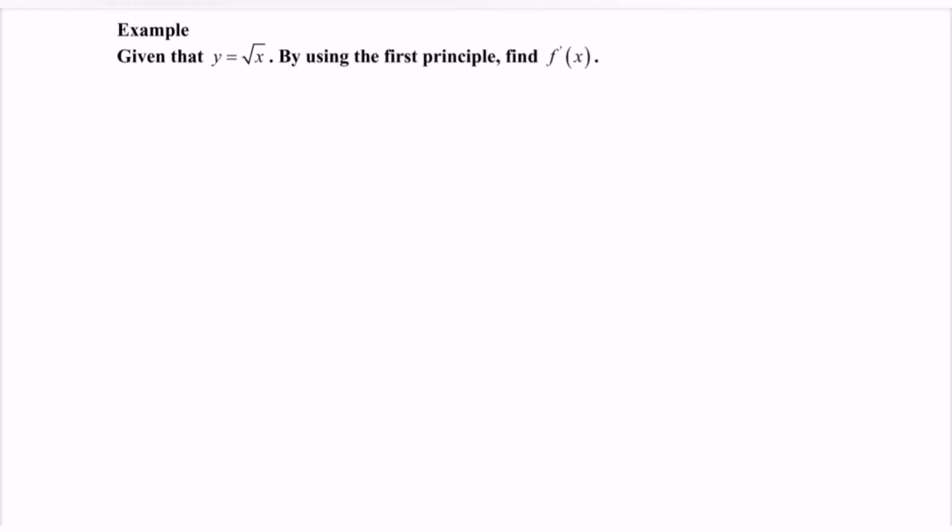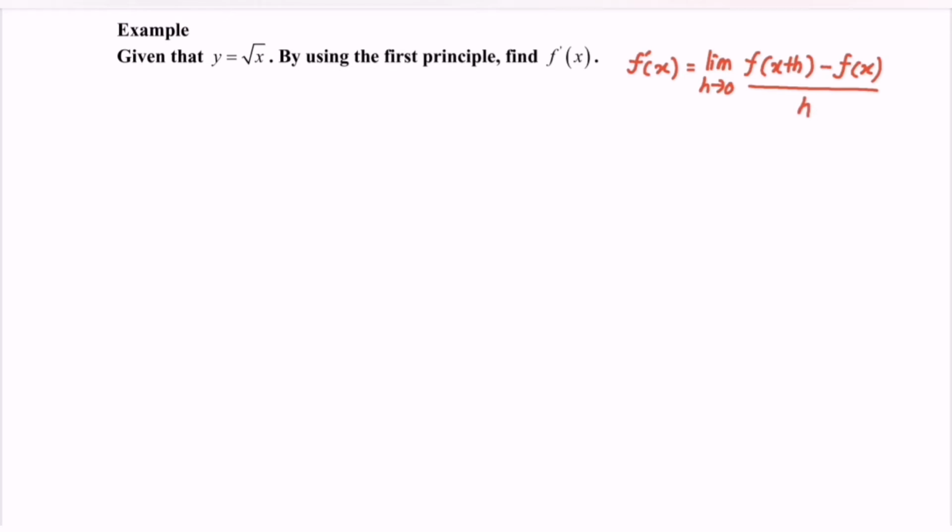So here is the example. Given that y is equal to the square root of x, by using the first principle, find f'(x). Given the formula for the first derivative, or the first principle, we have f'(x) is equal to the limit as h approaches 0 of [f(x + h) minus f(x)] over h.